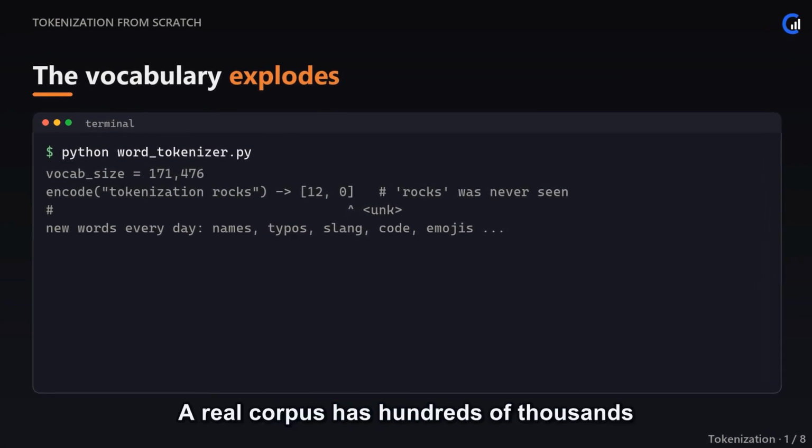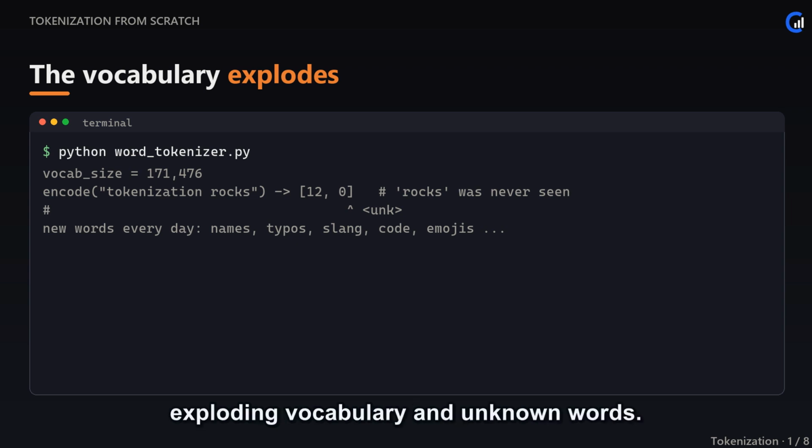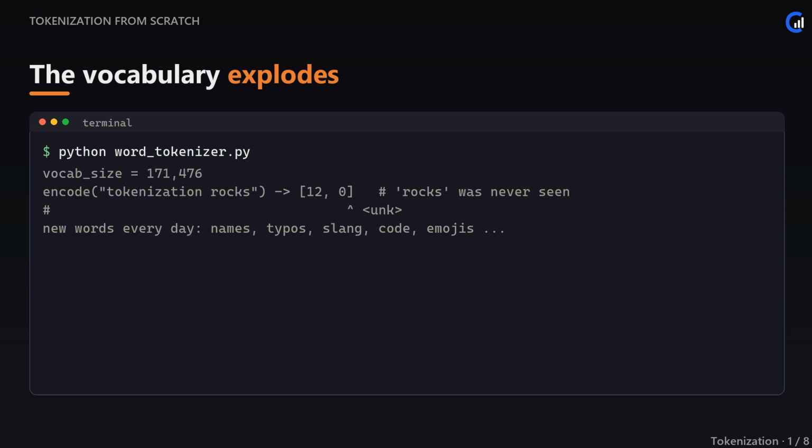A real corpus has hundreds of thousands of unique words, so the vocabulary explodes, and a giant vocabulary means a giant, memory-hungry embedding table. Worse, language is open-ended. Any word the model didn't see during training, a name, a typo, slang, a function name, collapses to a single unknown token. The model literally can't represent it. Characters gave us no unknowns but huge sequences. Words gave us short sequences but an exploding vocabulary and unknown words.